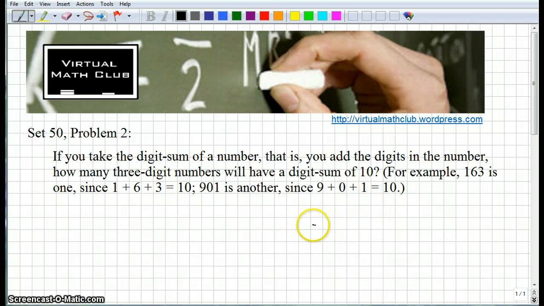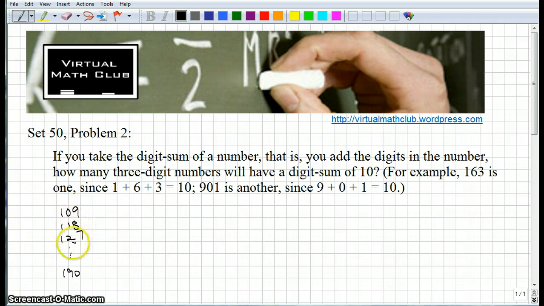Okay? So, let's just start jotting down some numbers. What's the smallest one that we can find? Well, the smallest one would be 109, right? And the next smallest would look like 118 and 127 and so on. Essentially we can list all of the three-digit numbers in the 100s range, all the way up to the biggest one in the 100s range, which is 190.